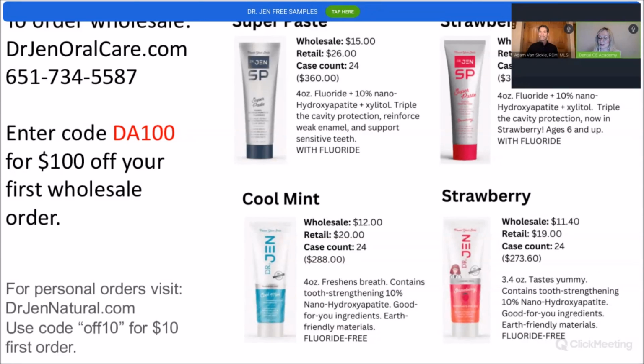Great. Great. Let's see here. Is there a nano-hydroxyapatite varnish?